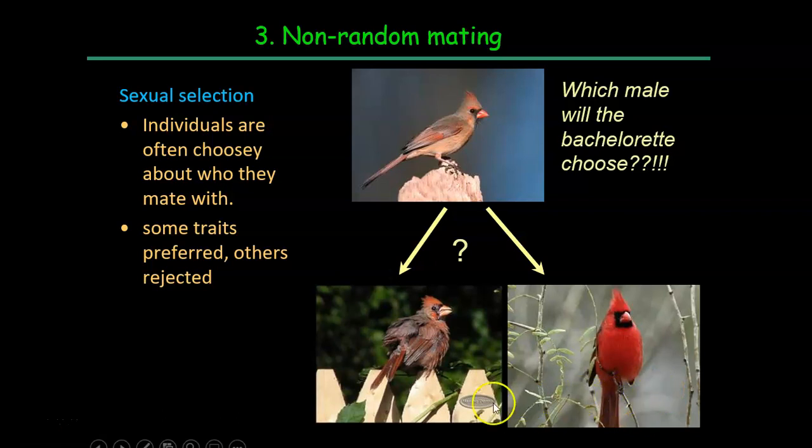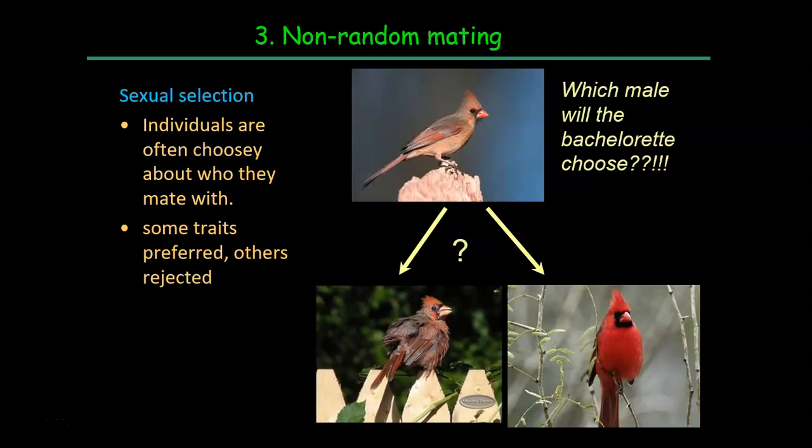Meanwhile, our other contestant, the bachelor on the left, is kind of on the struggle bus here. Does not have a bright plumage, is clearly struggling to just get by in life, it looks like. I mean, doesn't have the color, looks weak, kind of pathetic. Which bird do you think the bachelorette will choose? Really, is there any question? She's going to choose to mate with the one on the right.